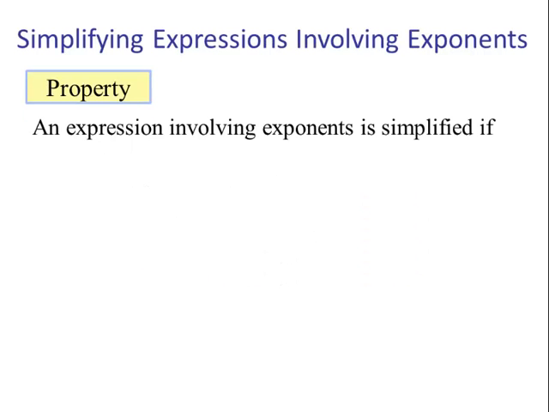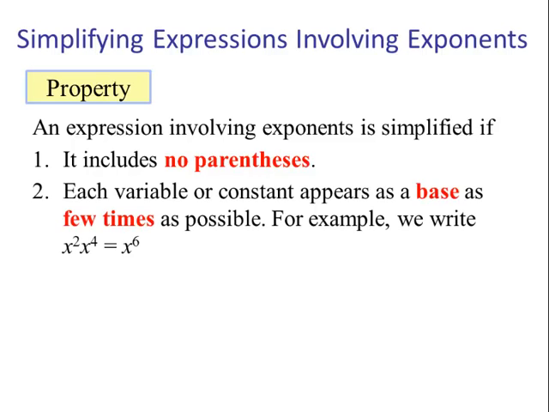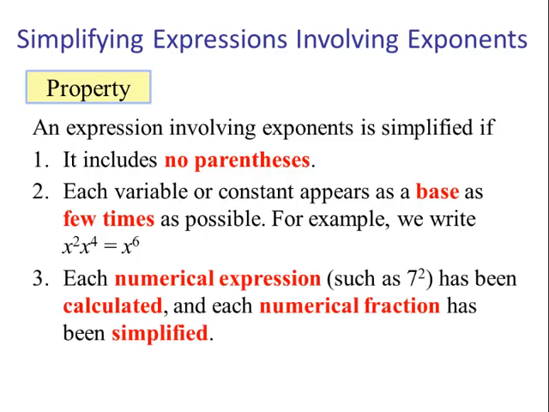Simplifying expressions involving exponents. Property. An expression involving exponents is simplified if, number 1, it includes no parentheses. Number 2, each variable or constant appears as a base as few times as possible. For example, if we have x squared times x to the 4th, we can write that as x to the 6th. Number 3, each numerical expression, such as 7 squared, has been calculated, and each numerical fraction has been simplified. So if we have any numbers as bases, we compute that number. Number 4, each exponent is positive.